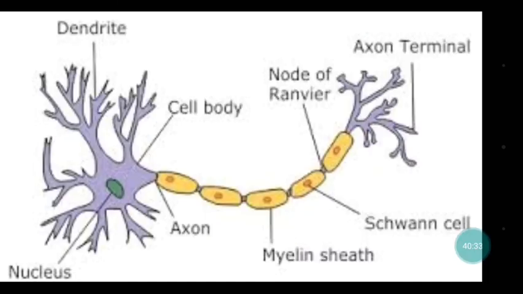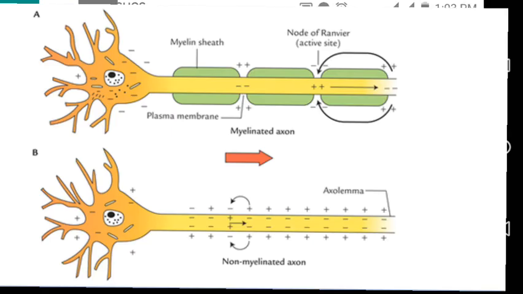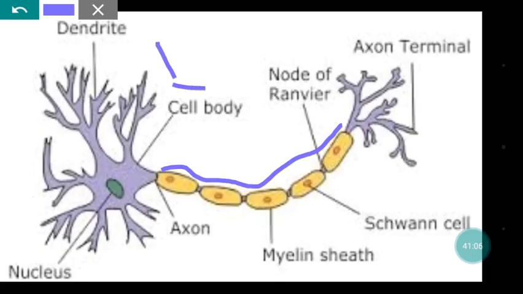Nerve cells are of two types, myelinated and non-myelinated. Both are present, but the conduction of signals is very fast in the case of myelinated nerve cells. Here the myelin sheath is present due to the presence of Schwann cells, but in non-myelinated nerve cells there will simply be this structure, with no Schwann cells like this.